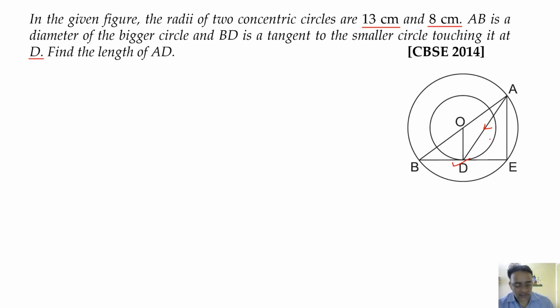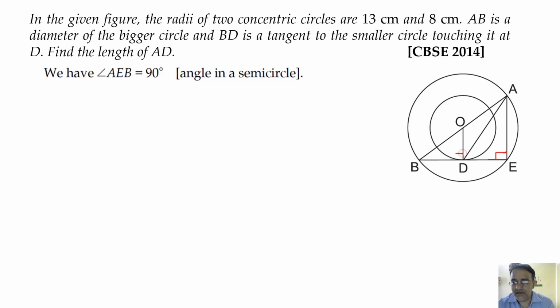So first of all, let us start with this angle. This angle is 90 degree. Why this angle 90 degree? Because angle in a semicircle. AB is a diameter for the bigger circle, and this angle in a semicircle is 90 degree. Any doubt here? No, sir. Okay, fine.